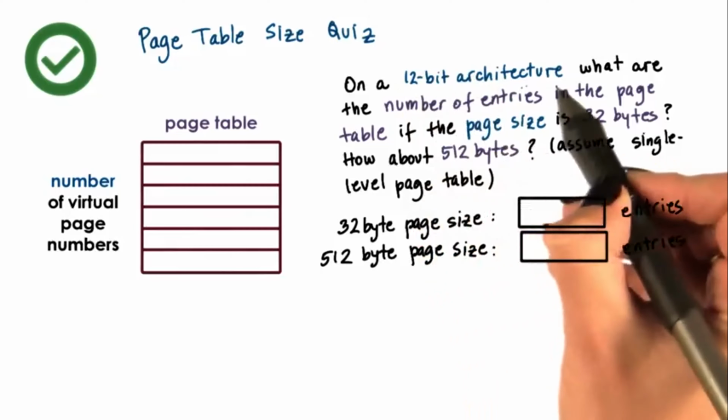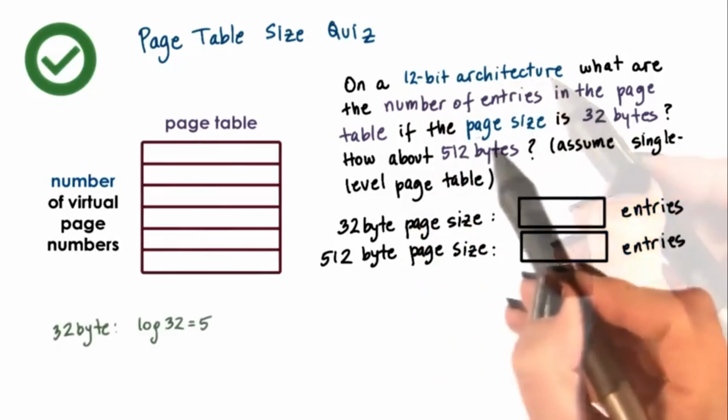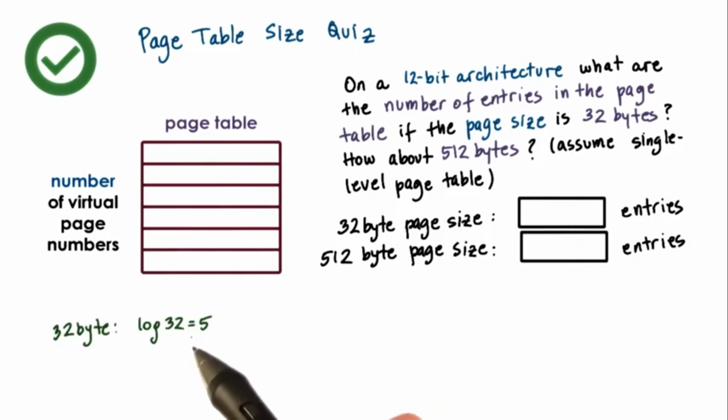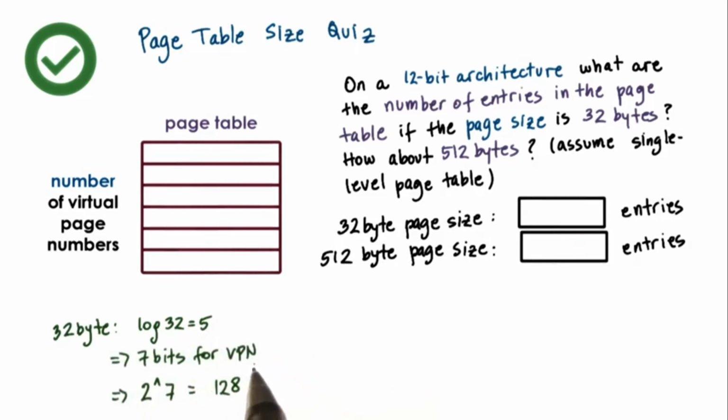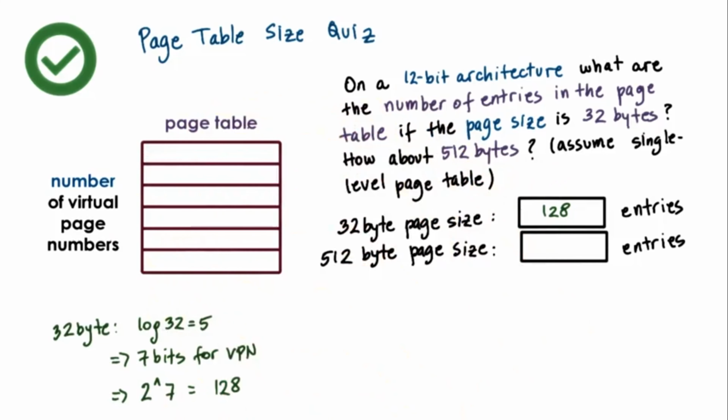If the architecture is 12-bit, that means that the addresses are 12-bit long. If the page size is 32 bytes, then we need 5 bits for the offset into that page. That will leave 7 bits for the virtual page number, and therefore we will need 128, so 2 to the 7 total number of entries in the page table.